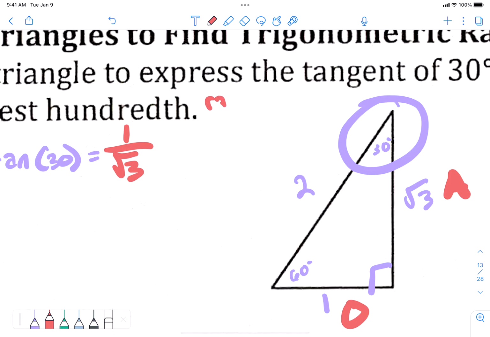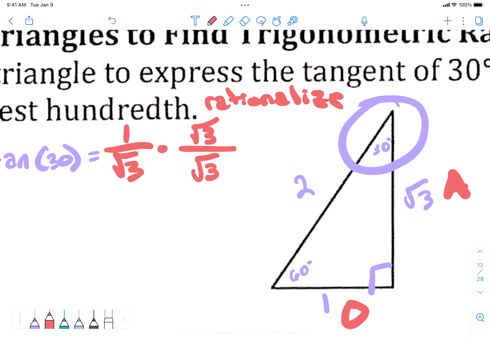Rationalizing, if you need to write that down. Rationalize. Okay, and we want to get that square root out of the bottom. So we multiply by what? Square root of 3, right? Square root of 3 over square root of 3. Okay, what is 1 times the square root of 3? Just the square root of 3. What's the square root of 3 times the square root of 3? 3. Just 3, right? So we have that going on.